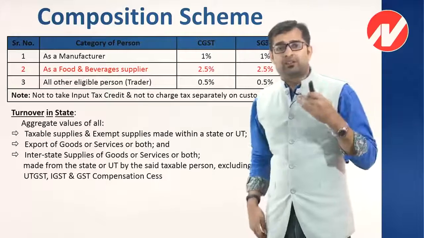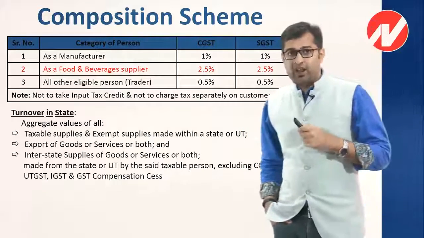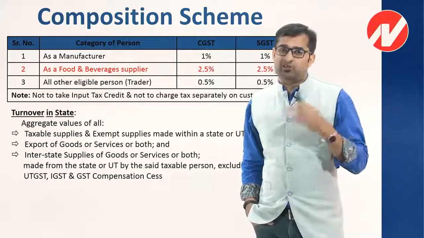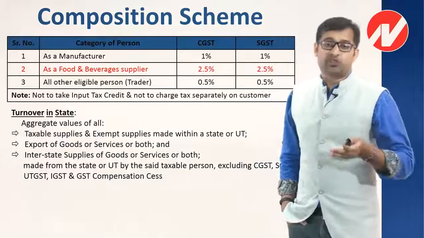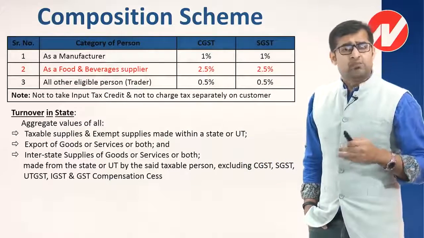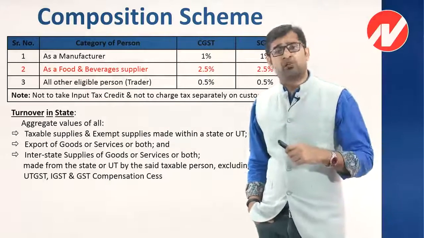मान लो कि मैं एक मैन्युफैक्चरर हूं और मुझे 2% ऑफ द टर्नओवर इन स्टेट भरना है. सो मेरा टैक्सेबल टर्नओवर 60 लाख है और मेरा एग्जम्प्ट टर्नओवर 40 लाख है, तो 100 लाख का मुझे 2% भरना पड़ेगा. व्हाई शुड आई पे? मैं तो खाली टैक्सेबल टर्नओवर का टैक्स भरना चाहूंगा. व्हाई शुड आई पे टैक्स ऑन एग्जम्प्ट टर्नओवर आल्सो?